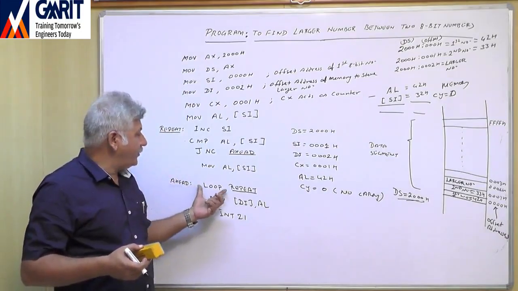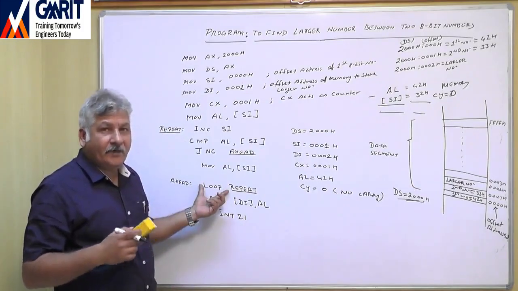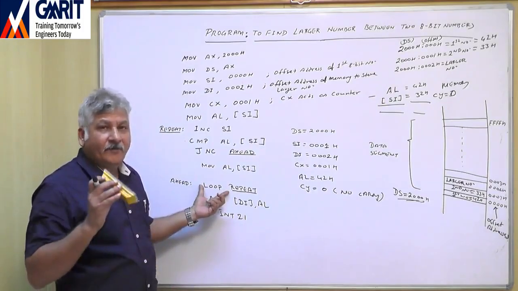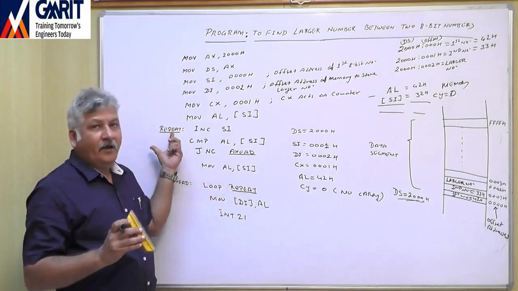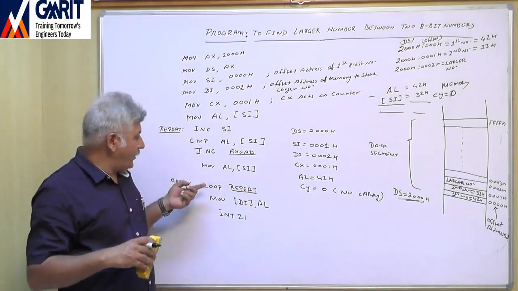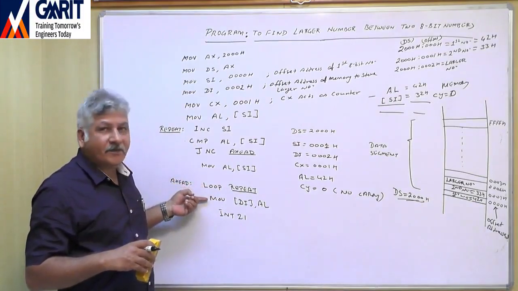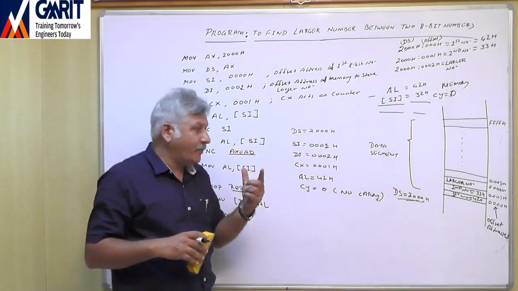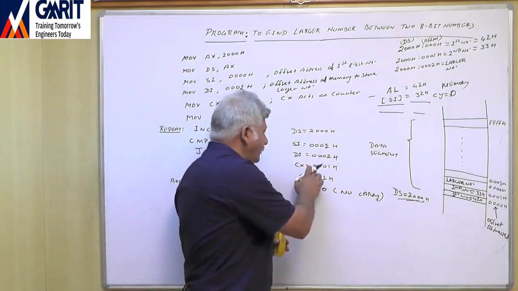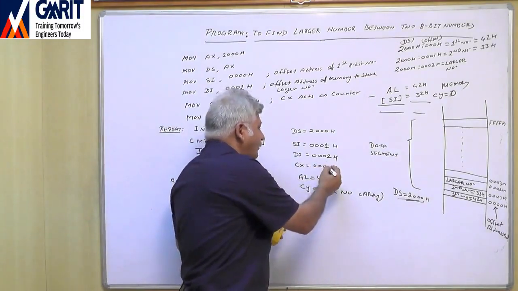And here we have written instruction loop. So loop will decrease the value of CX by 1. If CX is not 0, then go to the label repeat. And if CX is 0, then it will come out from the loop and next instruction will be executed. So with loop instruction, value of CX will be decreased by 1. So in CX we have 0001, so it will decrease by 1, so it will become 0000.